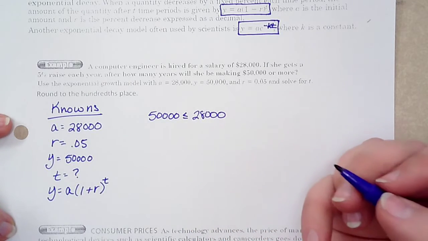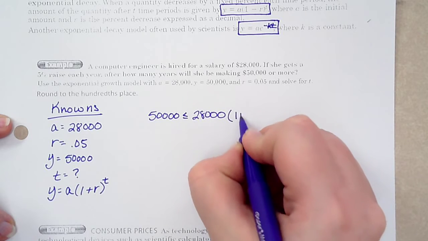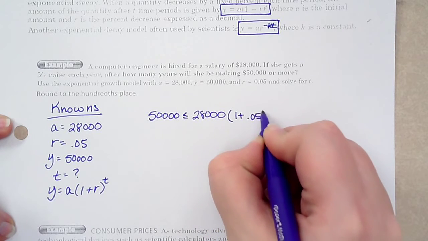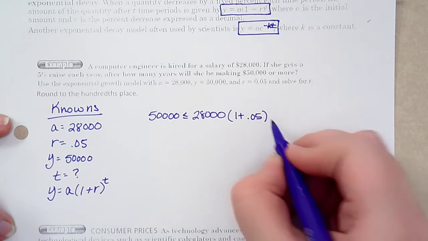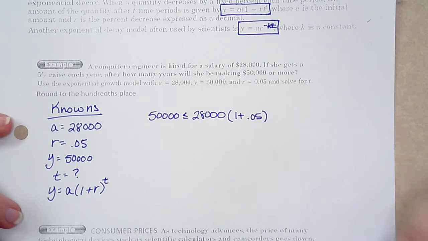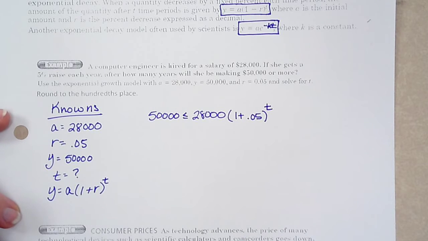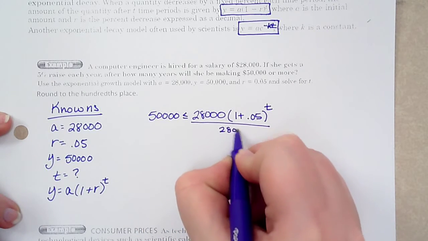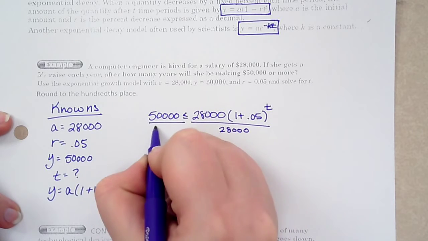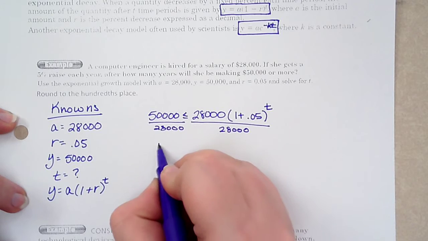I put in the 28,000 for A, and then I put in 1 plus the rate, which is 0.05. Make sure you translate that into a decimal and don't put it in there as a percent. We don't calculate with percents. And then because we are looking for t, we're just going to leave it as a variable. From here, we solve by trying to get t alone. In order to do this, we just have to start moving things away. Start by dividing both sides by that 28,000.